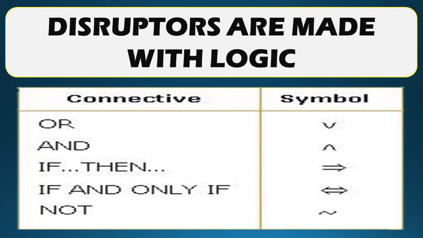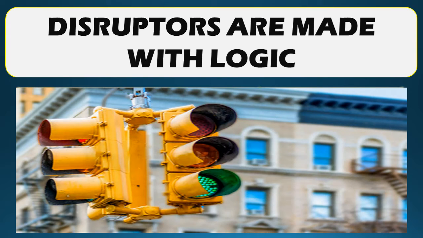So disruptors are essentially made with logic. And these little symbols here, logic, you may think they're insignificant, but they are definitely not. The biggest example of a disruptive innovation logic is the stoplight, incidentally invented by an African American gentleman. I'm sorry, his name evades me now, but he is the inventor of the stoplight.